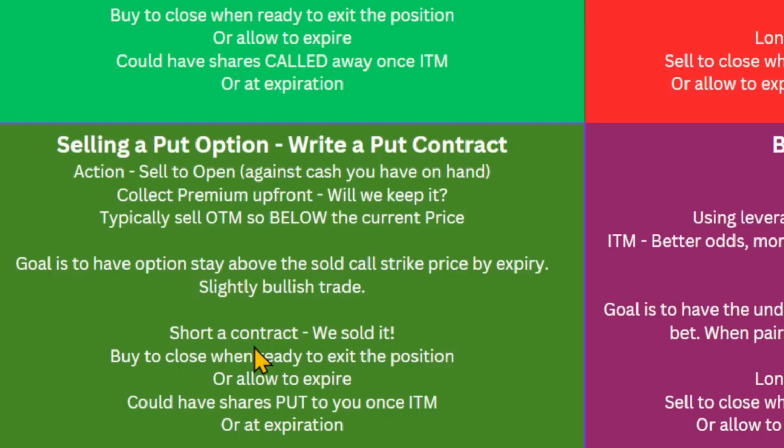In this case, we are short a contract, right? We sold it, so it'll say -1 in our account. If we want to get out of it, we would buy to close when ready to exit the position, or we could allow it to expire naturally. Like that can happen, right? It goes all the way to expiration and it stays above our strike price and it just expires. Or we could have shares put to us once it's in the money or at expiration.